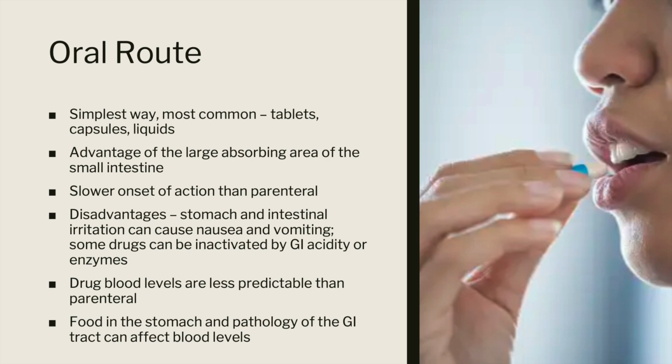Food in the stomach, as well as pathology in the GI tract, can affect blood levels. Again, if there's food in the stomach, that's going to affect how things are absorbed and can interact with the drugs. And then also pathology in the GI tract. So how healthy is the gut? If the gut's not healthy, the problems in the gut can affect how well a drug is absorbed.